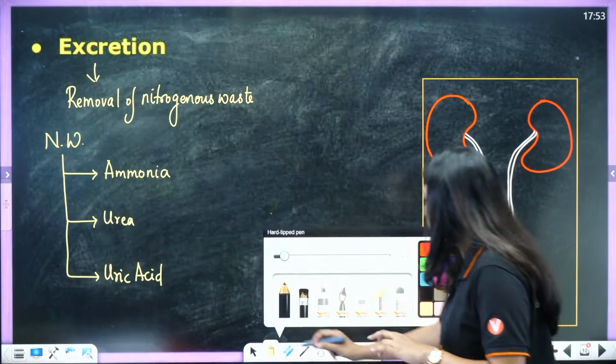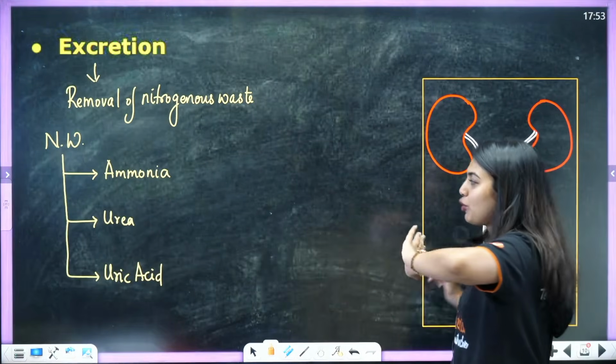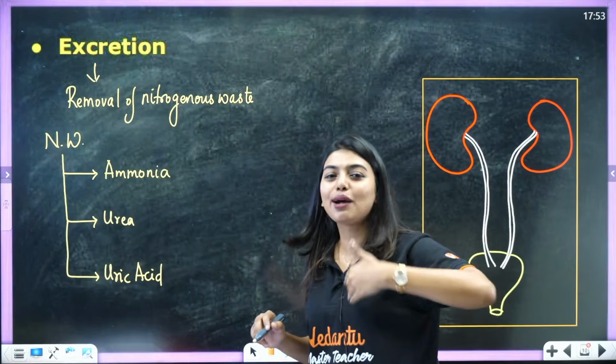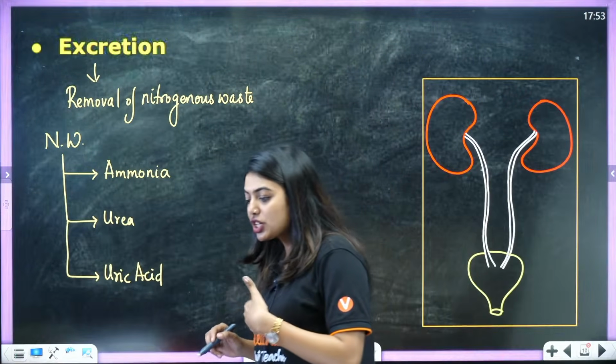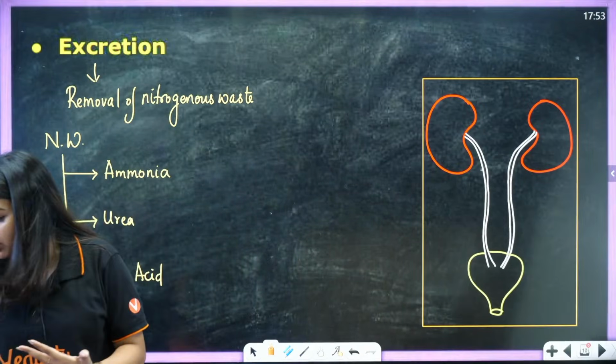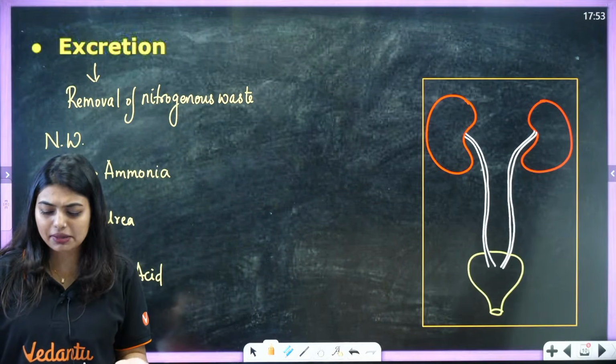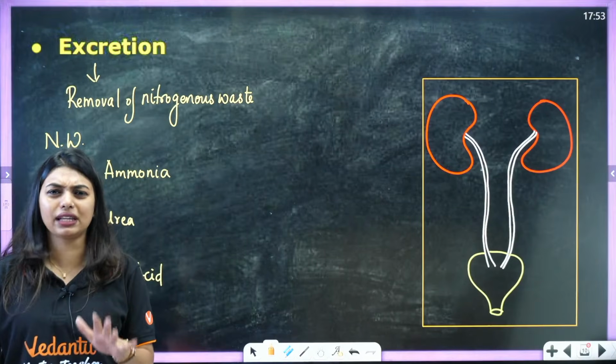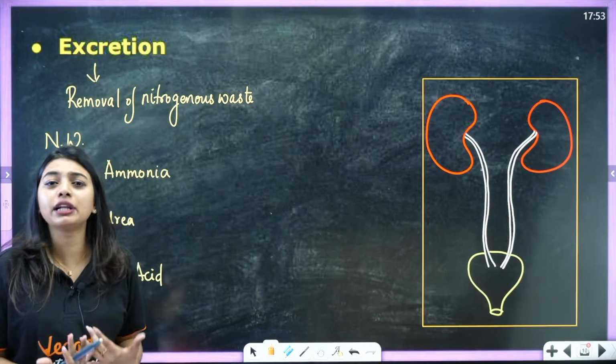Got it? So this is your uric acid. I hope no one will forget uric acid. Now let's come to ammonia and urea. Which is the excretory material that we give out? Simple thing, urea, because we do not have that much water to waste.